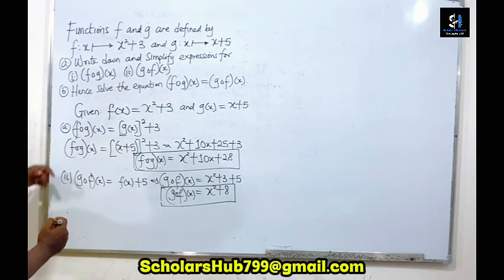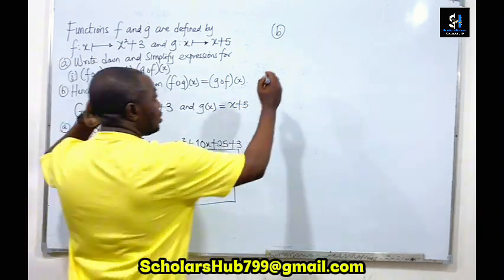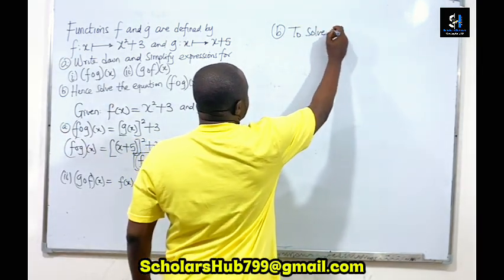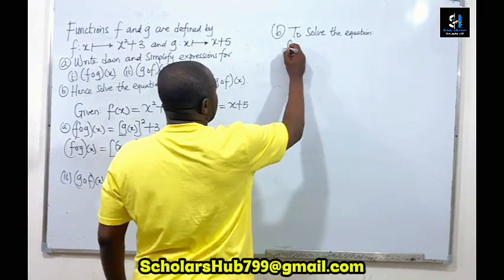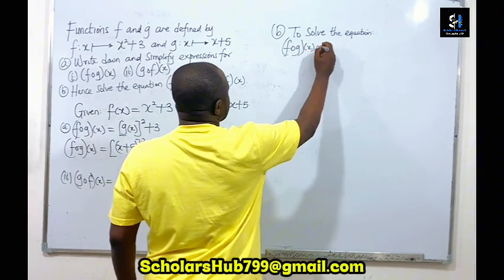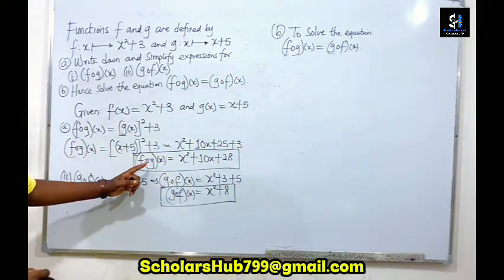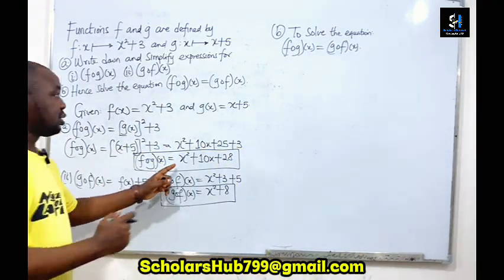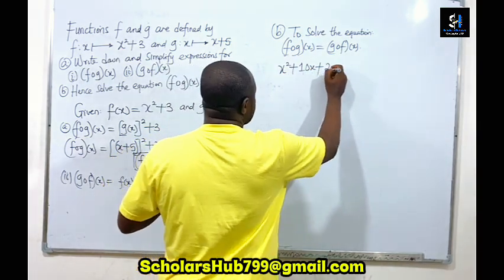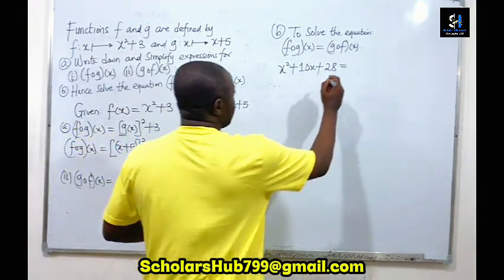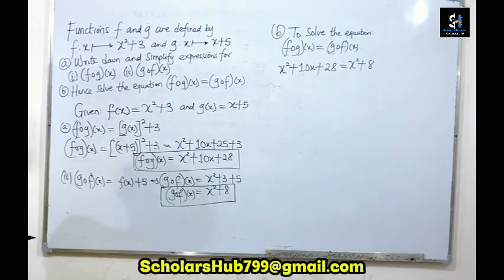That's the composite function. Now b, solve the equation fg of x equals gf of x. So the expression we got for fg of x, which is x squared plus 10x plus 28, will be equal to x squared plus 8.